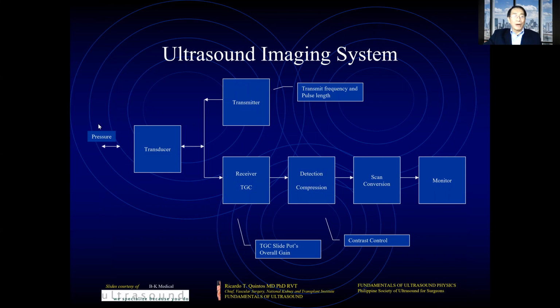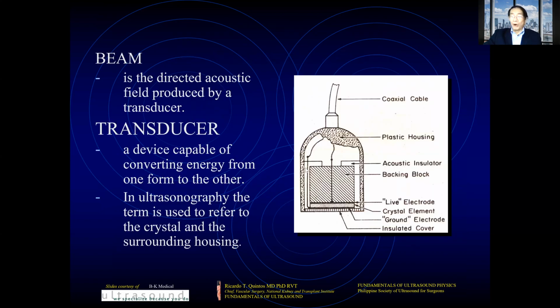So we talked about the pressure, and now we will be talking about the transducer, whose job is to produce the ultrasound so that it will be transmitted to the organ of interest. And then it also picks up the echoes of the sound so that it will then be analyzed by the CPU. The analysis of the CPU will then move the data to the monitor for visualization.